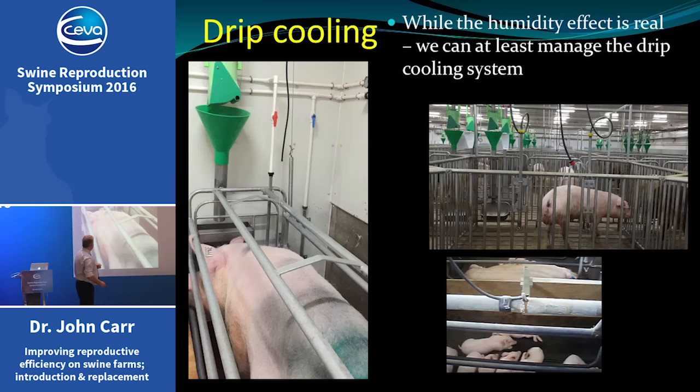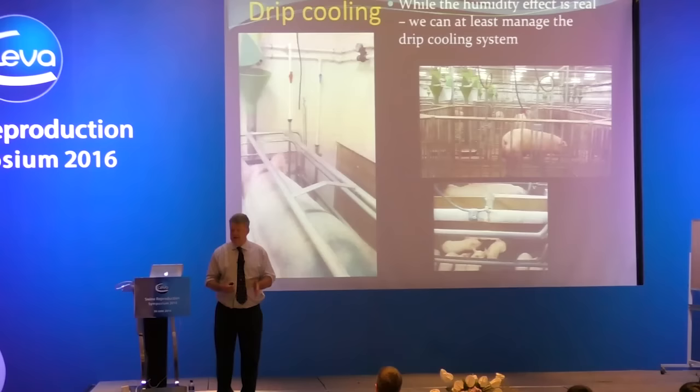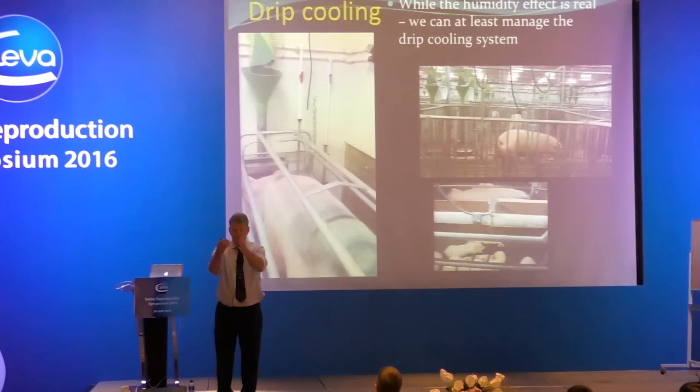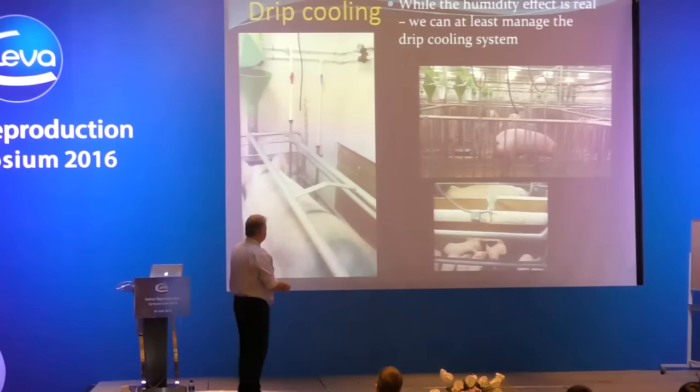I'll be critical. We heard this morning, these slides aren't actually in your notes, about cooling. One of the problems that I find very frustrating in Asia is we have systems and we don't maintain them. We put an evaporative cool cell in, and half the cell doesn't work because nobody bothers to clean the jets. We put a drip cooling system in place, and it doesn't drip; it pours.